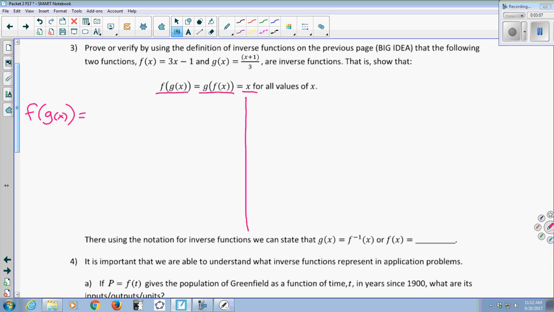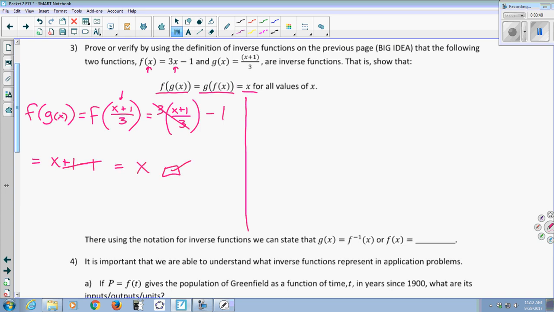Okay, well, g of x is x plus 1 over 3. So this is really f of x plus 1 over 3. And this function notation, right, I replaced this x with an x plus 1 over 3. So you have to replace every x in the formula of f with an x plus 1 over 3. So this is 3. Then replace the x with an x plus 1 over 3, and then minus 1. So my 3's cancel, and you have x plus 1 minus 1. The 1's cancel, and you get x. That one came out. Okay, let's go the other way.